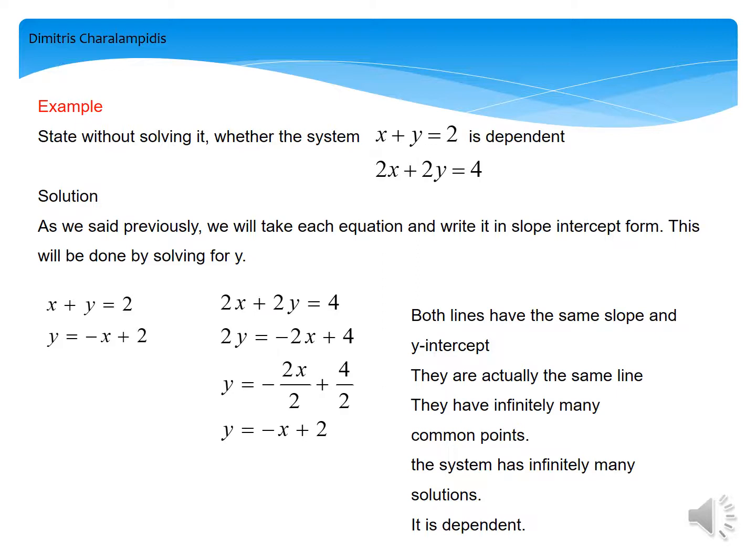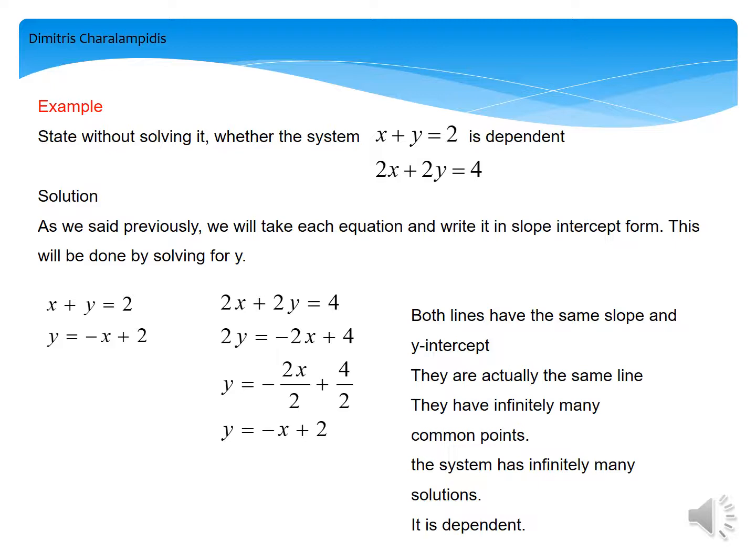Let's see an example to understand it even better. State, without solving it, whether the system x plus y equals 2 and 2x plus 2y equals 4 is dependent. As we said previously, we will take each equation and write it in slope-intercept form. This can be done by solving for y. So we take the first equation, the equation x plus y equals 2, and solve it for y. Thus we get y equals negative x plus 2.